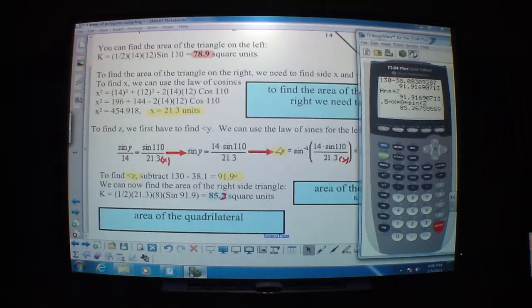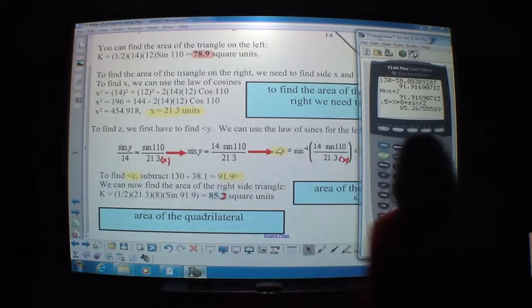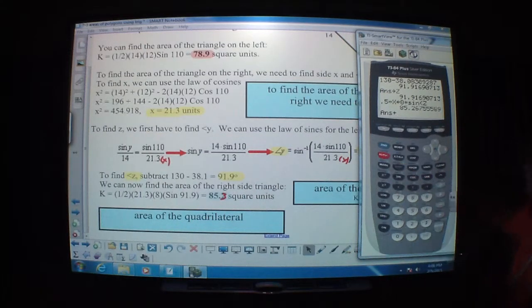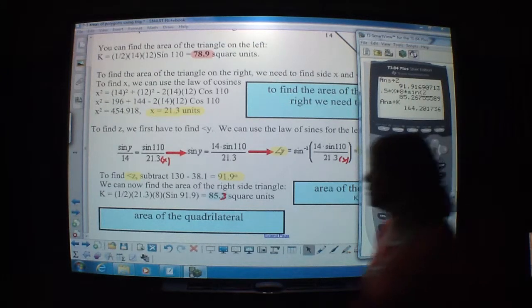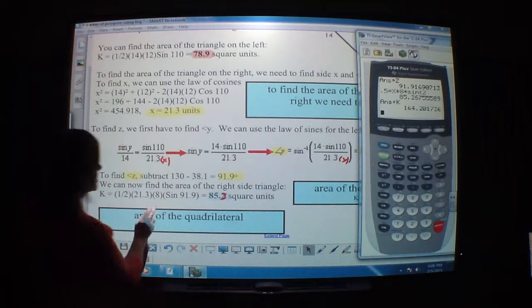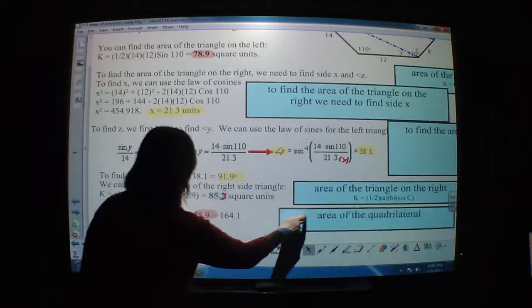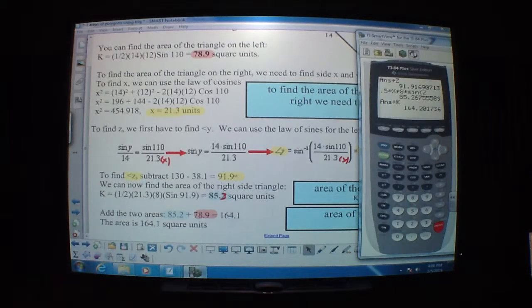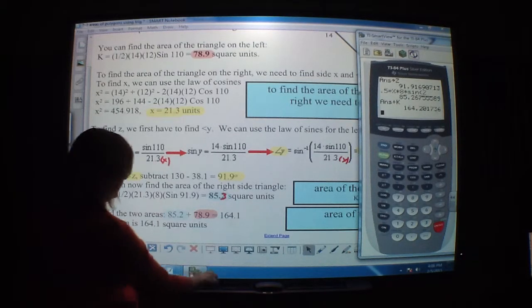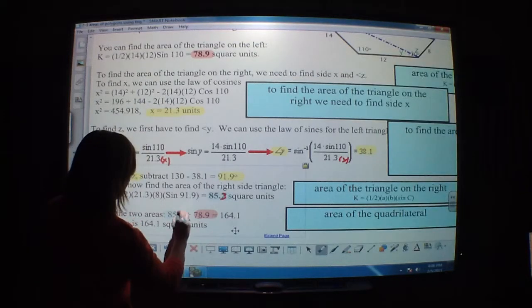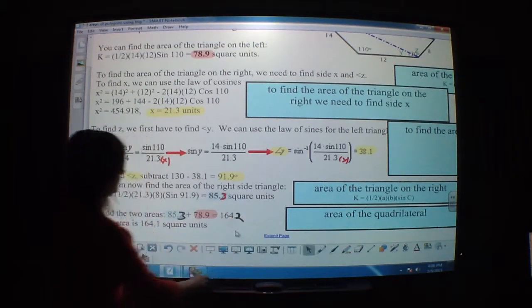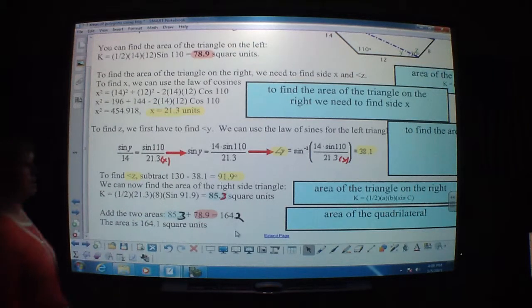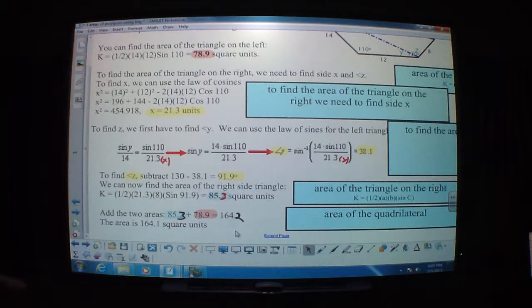Now, that's one triangle, so I add it to the other. Remember I stored it in K, so plus K. 164.2. And if I store stuff properly, see, I didn't store stuff properly, it's really 0.2. There it is. Because this was 3, so that's a 2. Okay? So there is my area of the whole thing. And we're done.